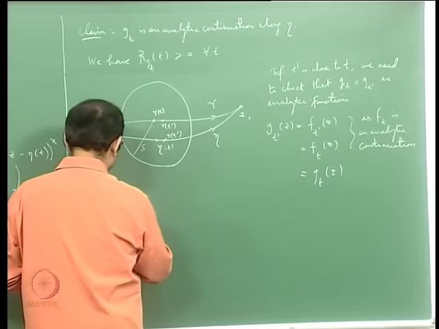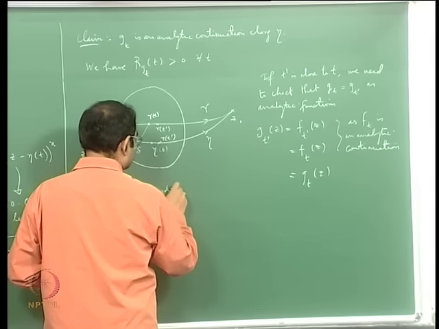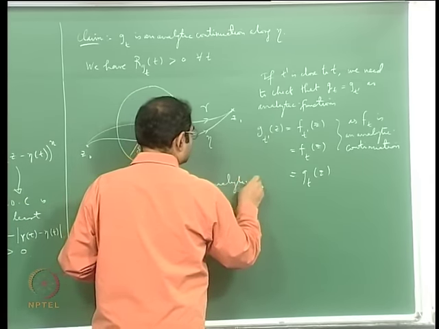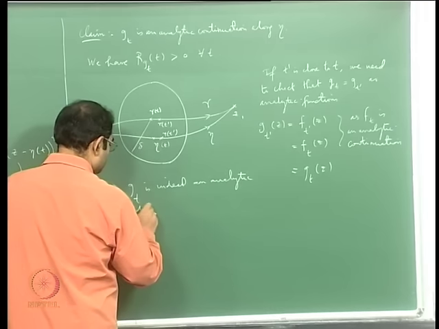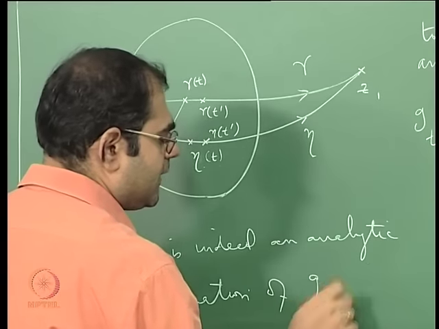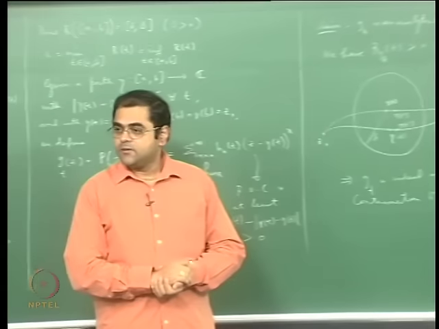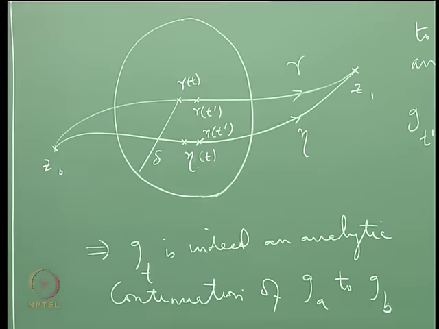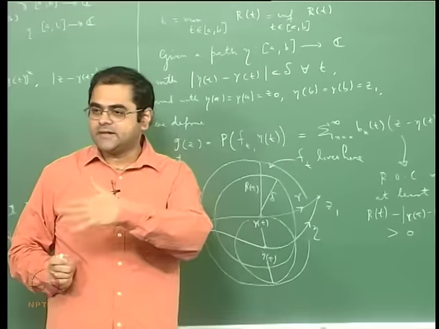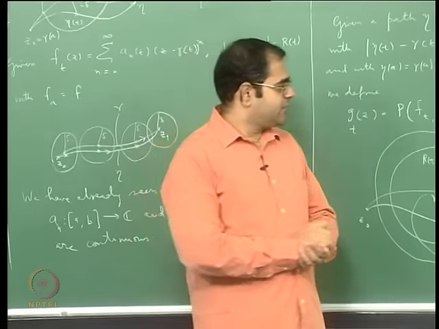So this implies that gt prime, gt is indeed an analytic continuation of ga to gb, okay. So you have proved existence of an analytic continuation along the path neta, along any path neta which is in a delta neighborhood of the path gamma, okay.